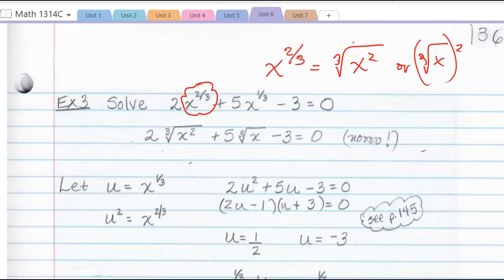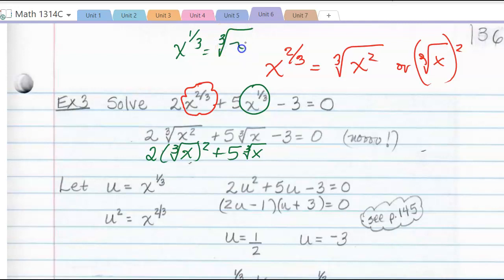I have one already written down here, but we could have easily written this as 2 times the cube root of x squared plus 5 times the cube root of x, because remember, x to the 1/3 is the same thing as the cube root of x to the 1 power, either on the outside or on the inside. I'm going to put it in parentheses. You'll see why in a minute. Minus 3 is equal to 0.